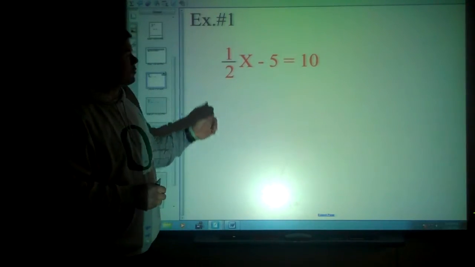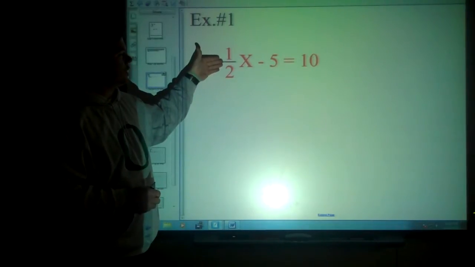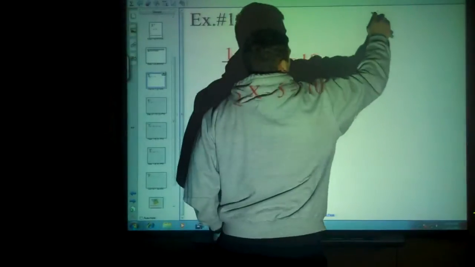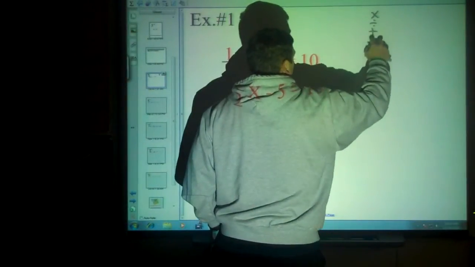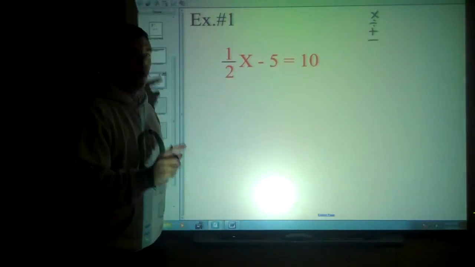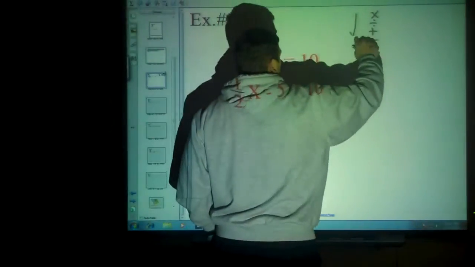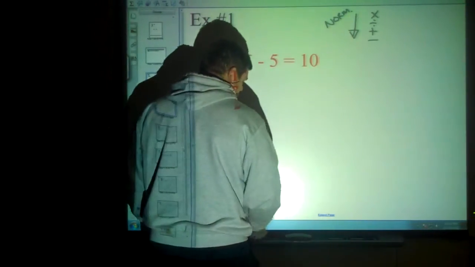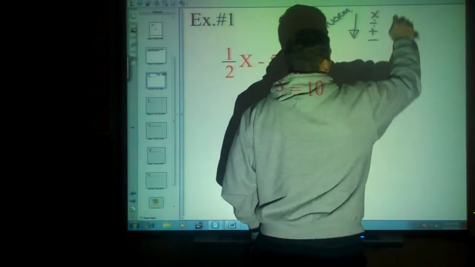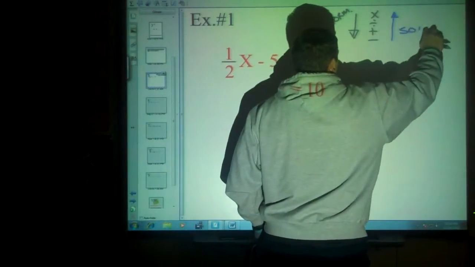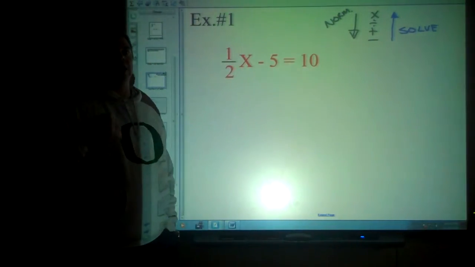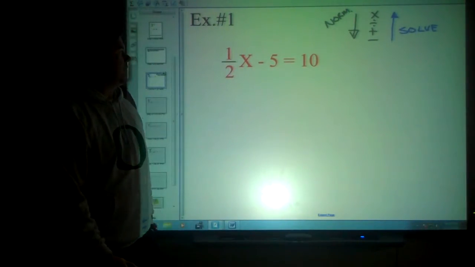The most common mistake is people try to get rid of the 1/2 first. Remember, normal order of operations would be to take care of multiplication, division, addition, and subtraction. That's normal. This is the normal method. But we are solving, so to solve we have to go this way. We've got to take care of any addition and subtraction first, and then take care of any division and multiplication.